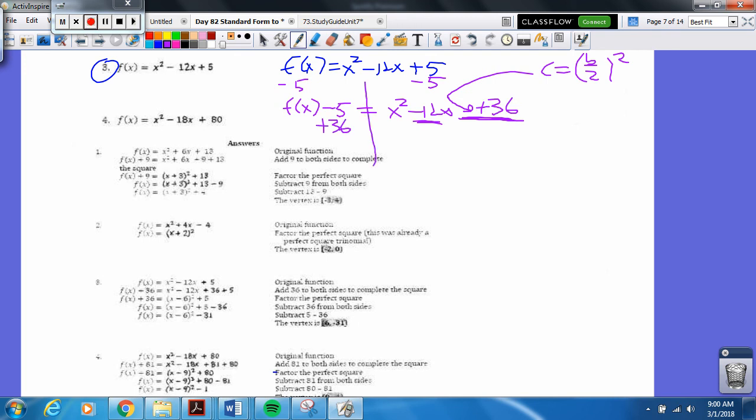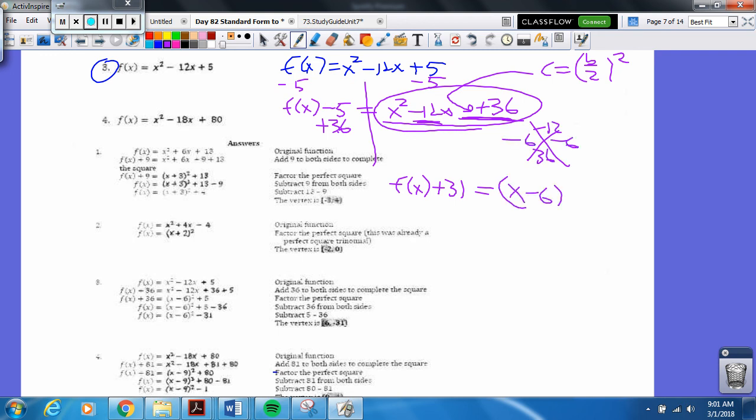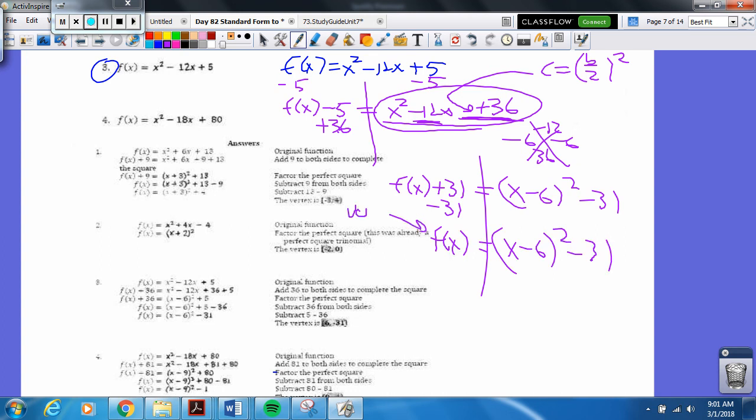So on the left side, I got f of x, negative 5 plus 36 is plus 31 equals, ooh, can you factor this? It adds to negative 12, multiplies to 36. Yeah, x minus 6 squared. Last step, remember it was in the first example, minus 31, minus 31. So f of x equals x minus 6 squared minus 31. So I'm done with vertex form. There we go. That's vertex form.